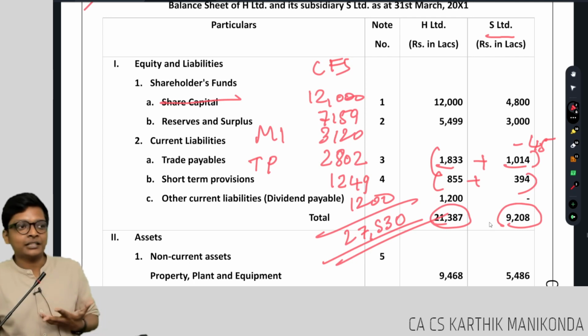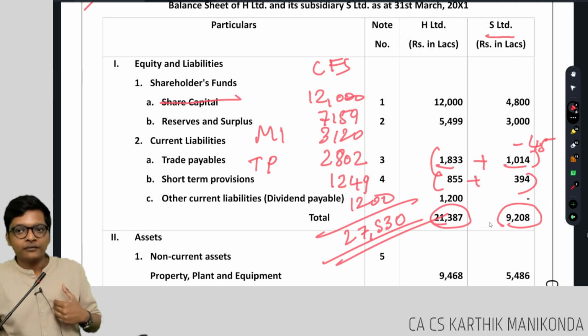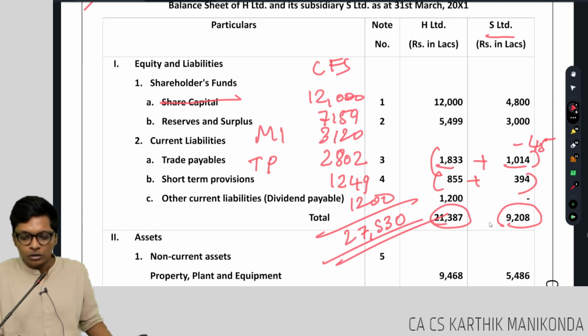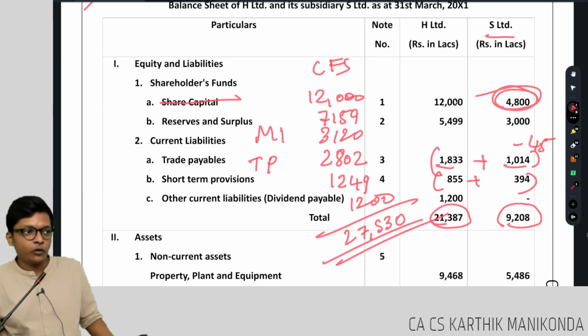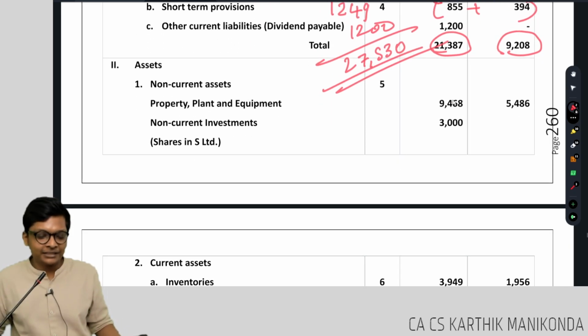That means you didn't understand consolidation. It will tally if goodwill is 0 and minority is 0. Are you able to follow, guys? Still it will tally? No. Because you can't add this. Are you following, guys? Okay. 27,530. Come down to PPE, guys.